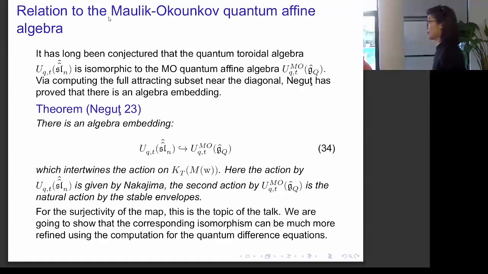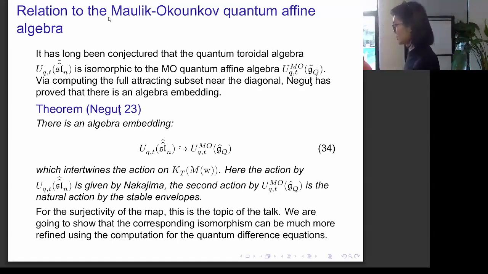And moreover, this algebra embedding intertwines the action over the equivariant K-theory of the quiver varieties. And here the action from the quantum toroidal algebra is given by the action constructed by Varagnolo-Vasserot and Ginzburg-Vasserot. And the second action of the MO quantum algebra is the natural action by the stable envelopes.